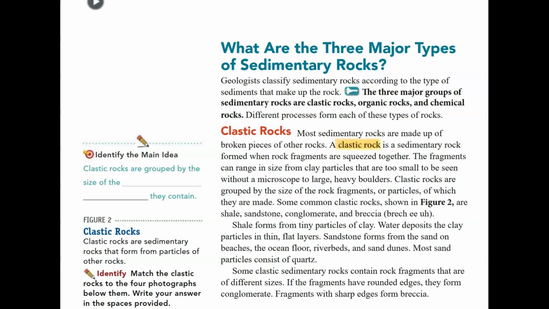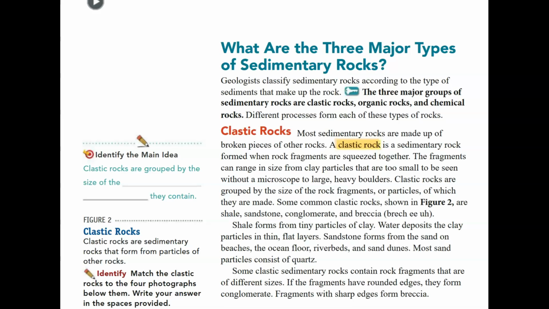Most sedimentary rocks are made up of broken pieces of other rock. A clastic rock is a sedimentary rock formed when rock fragments are squeezed together. The fragments can range in size from clay particles that are too small to be seen without a microscope to large, heavy boulders.